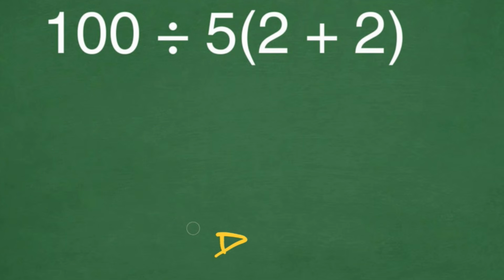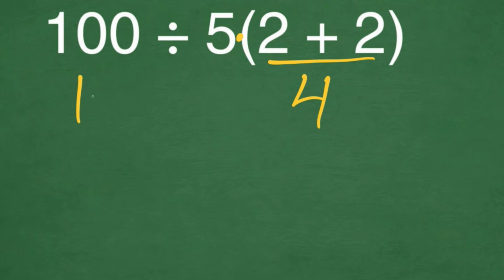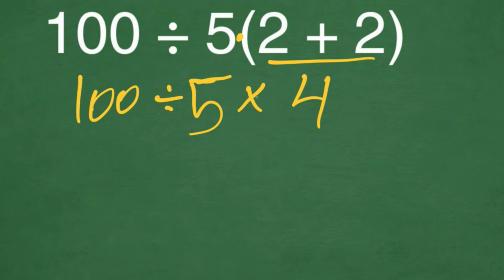So let's solve the problem together. In this problem, we have parentheses, addition inside the parentheses, multiplication, and division. So according to the rule, we have to do the parentheses first, and then we are going to go left to right, because we are going to have division and multiplication. So 2 plus 2 gives us 4, and the problem becomes 100 divided by 5 times 4.